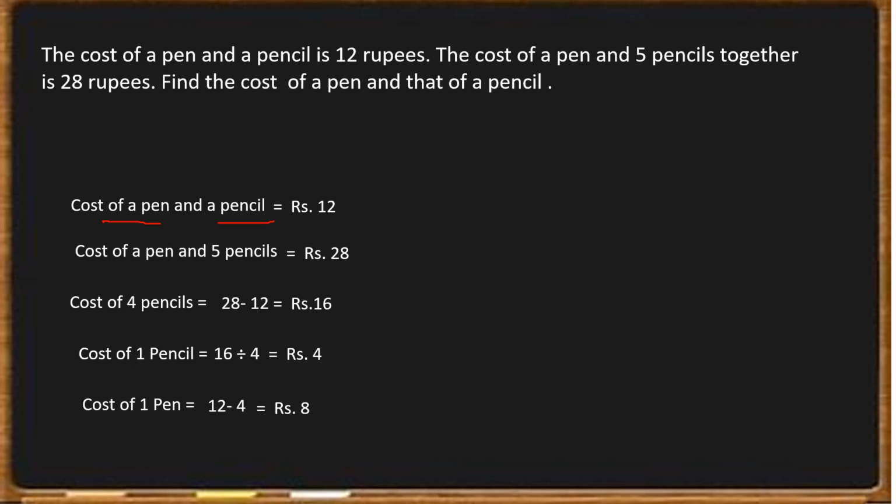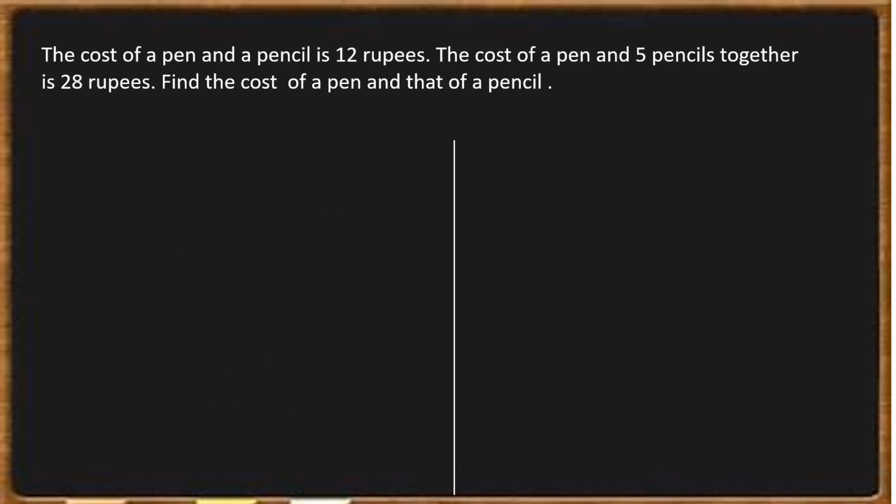And now let's apply the next two methods and check whether we are getting the same answer. So again we are considering the same question and what we are going to do next? Yes, we are going to take one of the quantities as x. So let the cost of pen be x. Then the cost of pencil will be 12 minus x, isn't it? Because pen and pencil together is 12 rupees. So the cost of pencil alone will be 12 minus x.